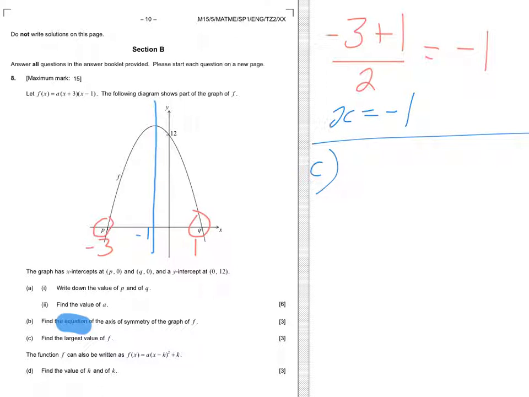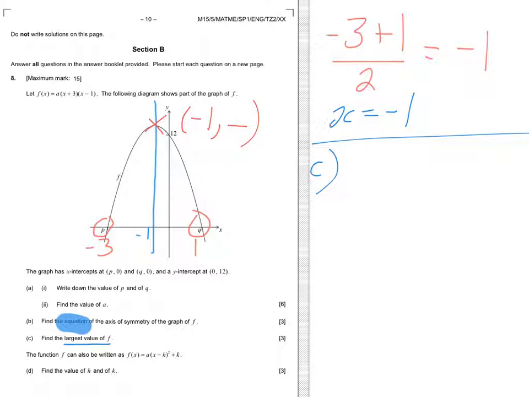Part C, I'm going to see if I can squeeze on the same slide because it follows on directly. Find the largest value of f. Well, the largest value of f is up here at the top, and we've just worked out the x coordinate of that is minus 1. And the question is, what's the y coordinate? How high is the graph at that point?